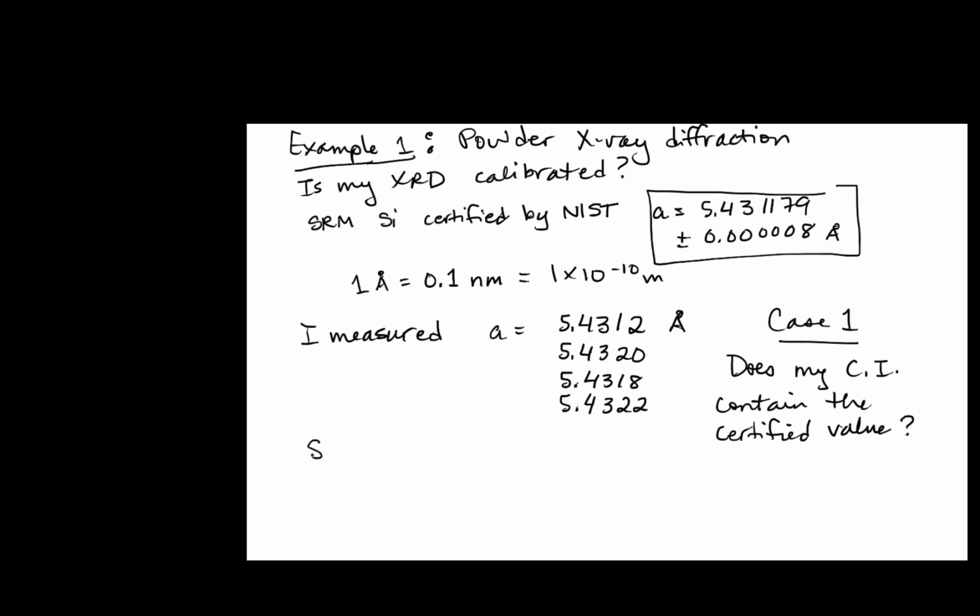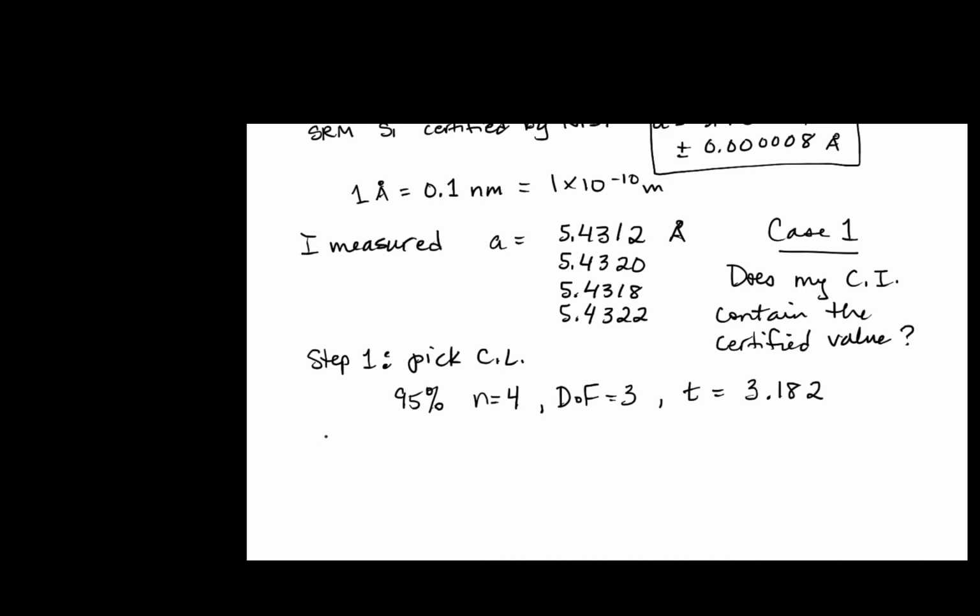All right, so our first step is always to pick a confidence level. 95% is a pretty common one, so we'll just go ahead and go with that one. So if I'm picking 95% confidence, we have n is equal to 4. I have 4 data points here, which means that I have 3 degrees of freedom. And I should then have a t value of 3.182. Okay, so what I want you to do is pause the video. I want you to calculate the average and the standard deviation, and then I want you to calculate the confidence interval.